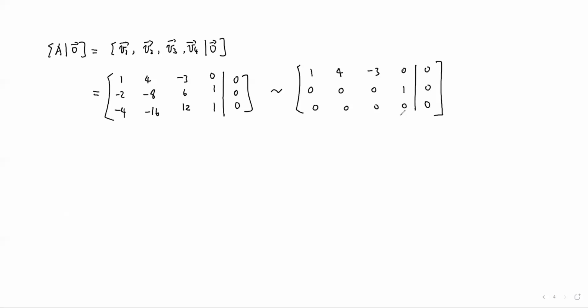This linear system must have at least one solution because the bottom non-zero row is not in this form. So this linear system has at least one solution. Okay. Then how many solutions?